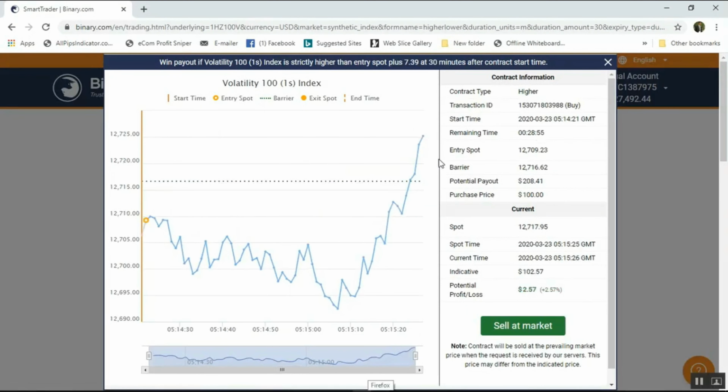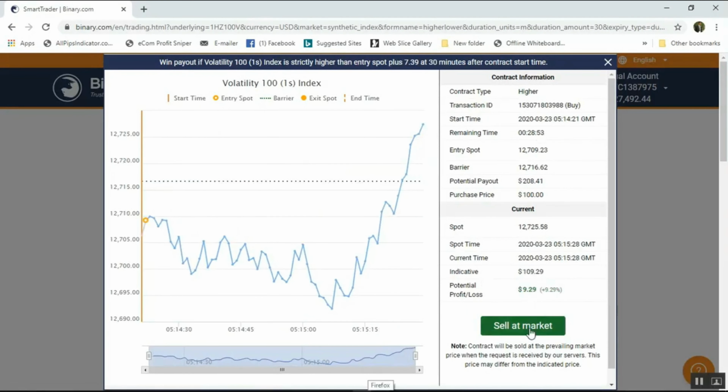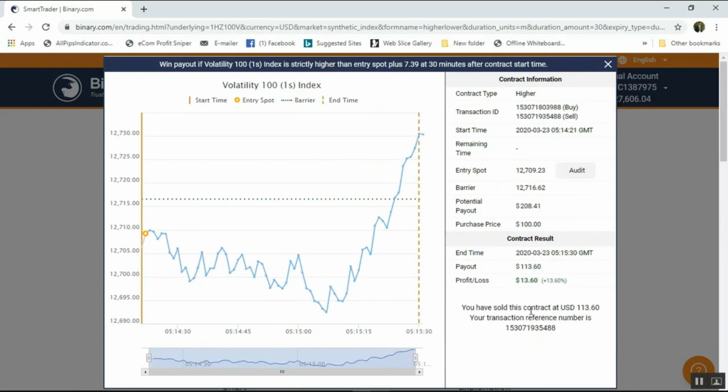See I'm in profit here, and it's increasing to $9. I can close it off immediately because I don't want to lose that. So I closed off $13.60 on this rise V100 index. But that's because I gave the time of 30 minutes. Did you see that, guys? I give it time to play around, because if I know it is going to go up, it goes up.